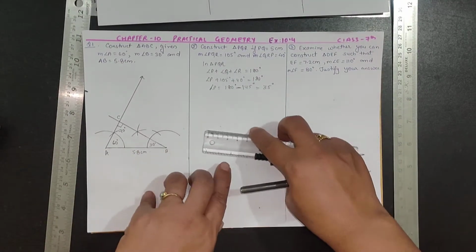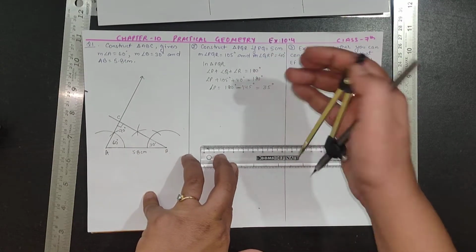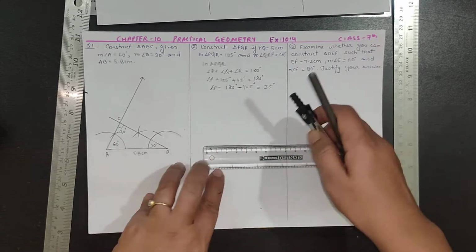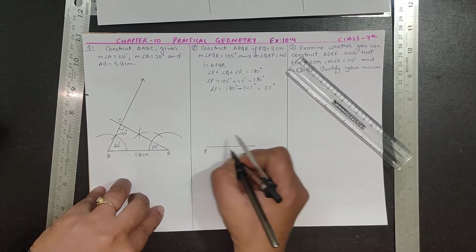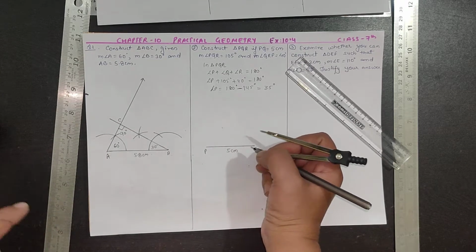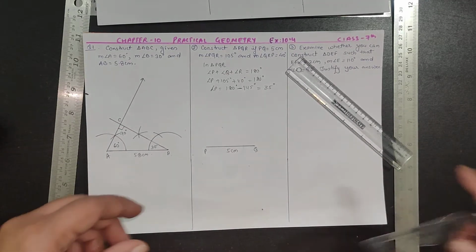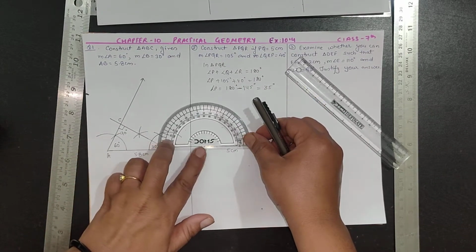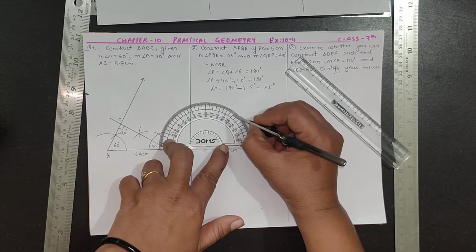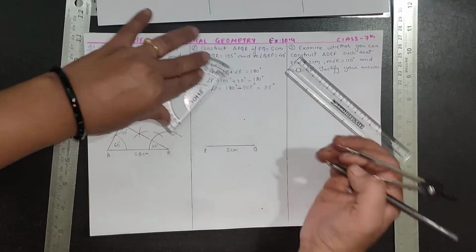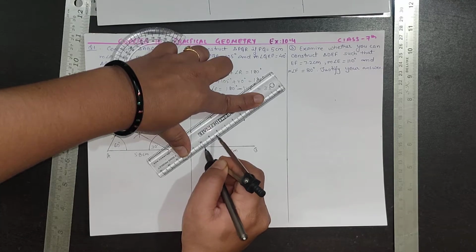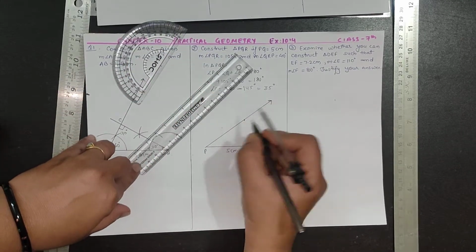So the first step is to draw PQ. Only one segment is given, so there is no need to think about any other step. Just take the baseline as PQ equal to 5 centimeter. Then you need to draw angle P, 35 degree, with the help of a protractor only. Some constructions cannot be done with the help of a compass, so this is an angle which we can draw only with the help of a protractor. So this is your 35 degree.